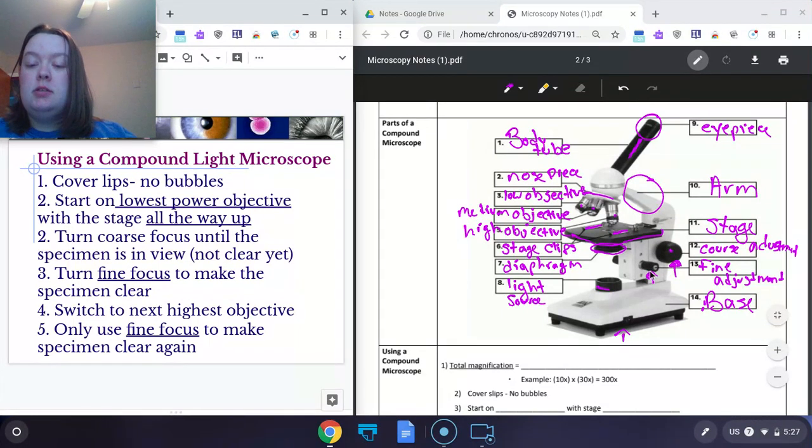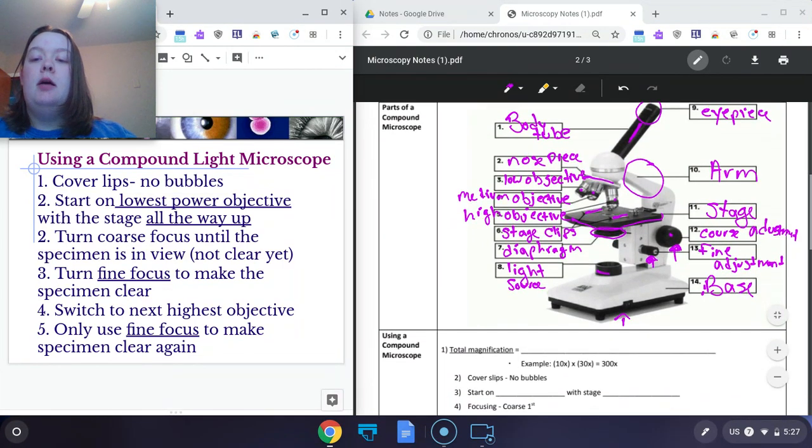Once you are focused under the coarse adjustment knob for the first time, you never touch it again. You change your objective, you only use the fine adjustment. That's one of the most common things for students to not be able to find their specimen on the other objectives, is because they touch the large adjustment again.